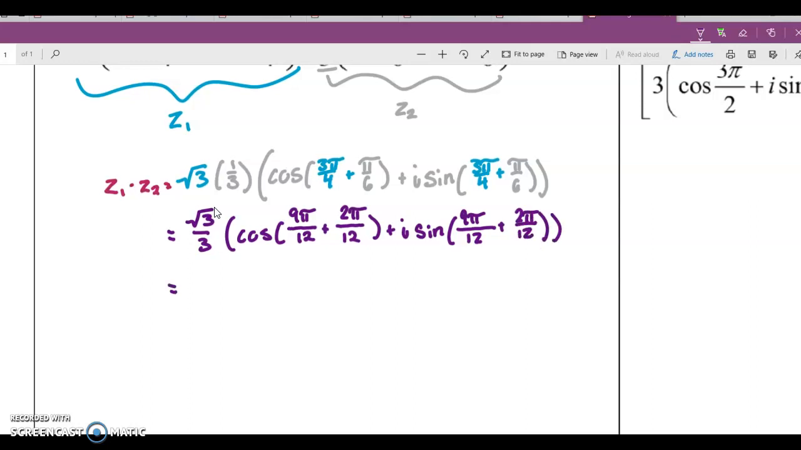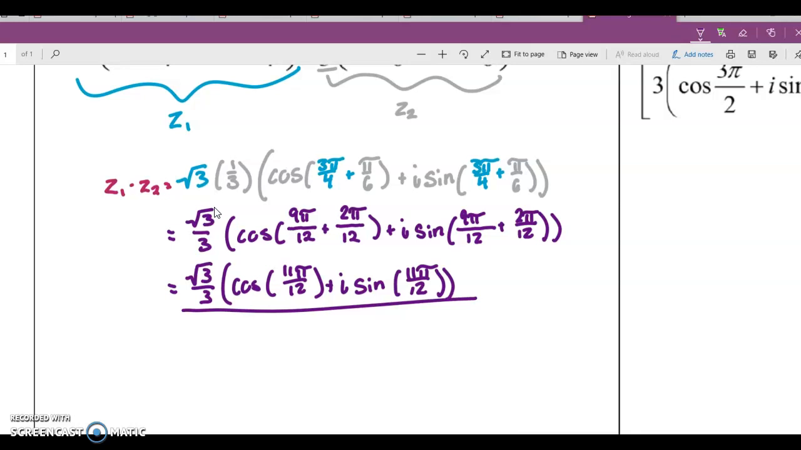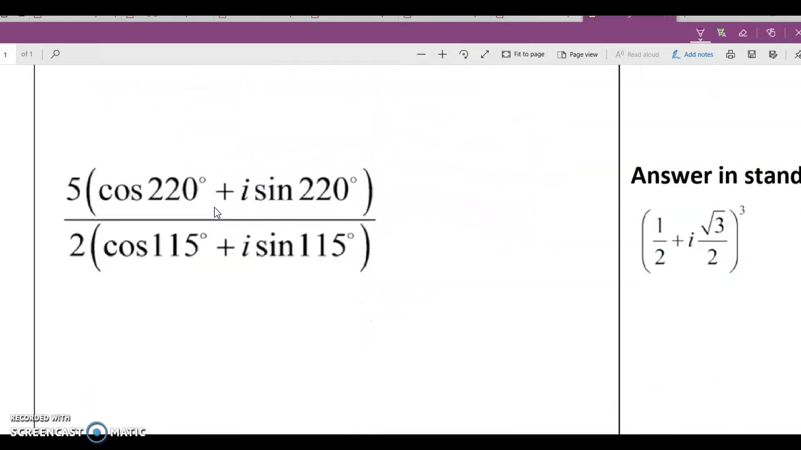And then simplifying down a little bit more, we have root 3 over 3 times cosine of 9 pi plus 2 pi is going to be 11 pi over 12, plus i sine of 11 pi over 12. And that is it for multiplication. So that's your final answer. Moving on to division here.